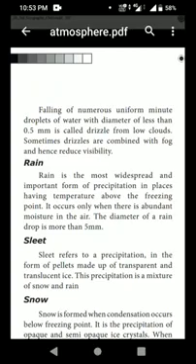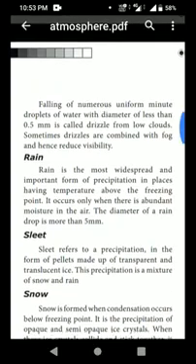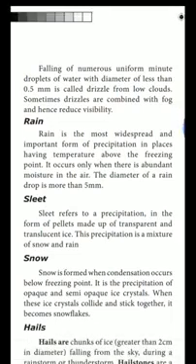Drizzle means in Tamil we will say saral malai. Okay. Here, falling of numerous uniform minute droplets of water with a diameter of less than 0.5 millimeter is called drizzle. So where you can see means from the low clouds. Sometimes drizzles are combined with fog and hence reduce visibility.